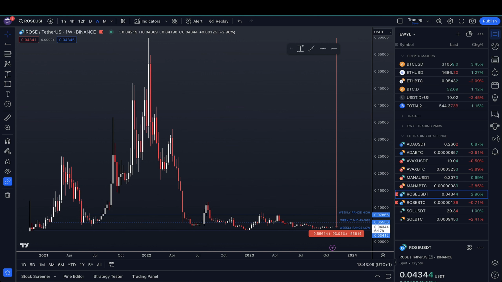And finally, I'll do a brief explanation of the relationship between the alt BTC pairs, ETH BTC, and Bitcoin dominance. So if you're not sure about that, stick around and I'll go through it with a quick explanation.